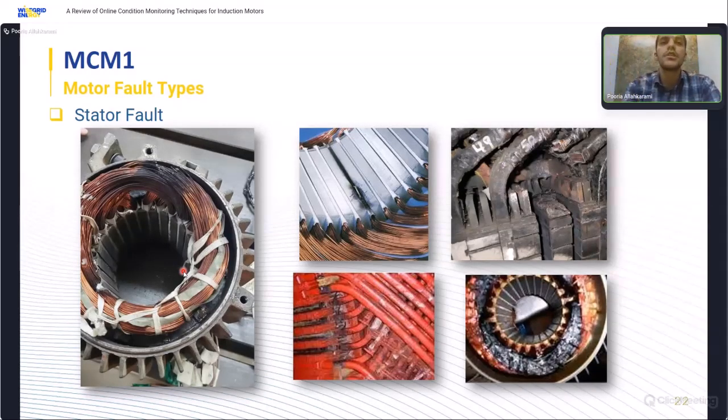Also, in many cases, we need to rewind the motor for various reasons. In this situation, the new winding might not be correctly inserted into the stator slot, or the new winding specification might differ from the original winding. For example, we can use the current imbalance or the harmonics of the current to detect these issues.